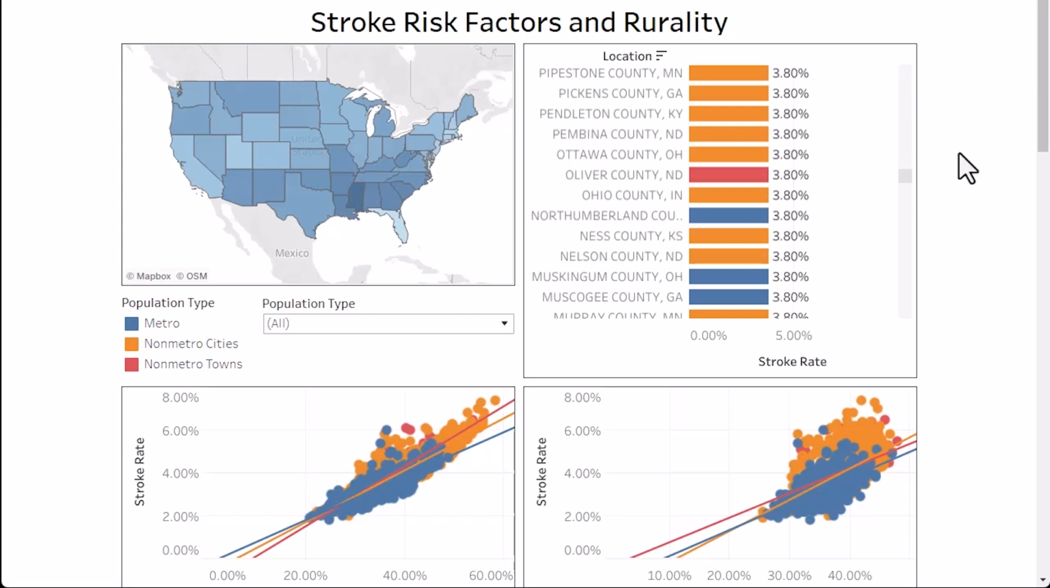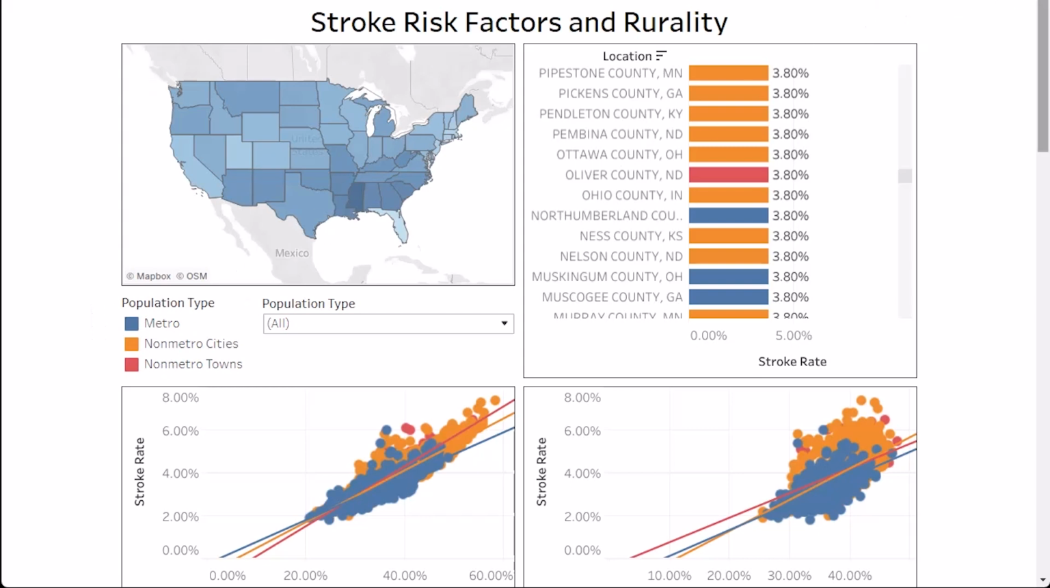You'll also notice that the counties are color-coded here, and that's really to indicate the population types. Over here on the left side, you can see the legend where the counties in blue are metro counties, indicating that they have a population of 50,000 or more. Those counties in orange are non-metro cities, and they are populations between 2,500 but less than 50,000 people. And those in red are populations of less than 2,500 people.